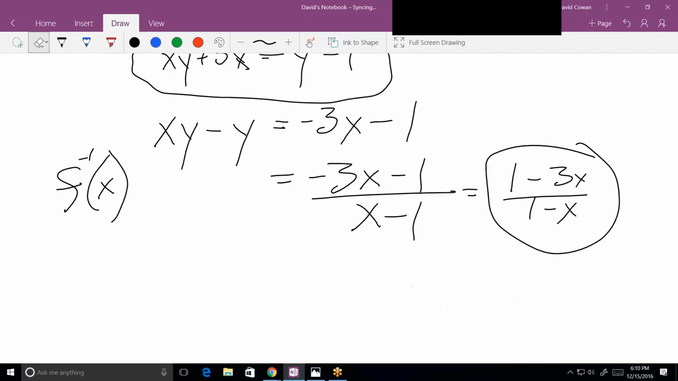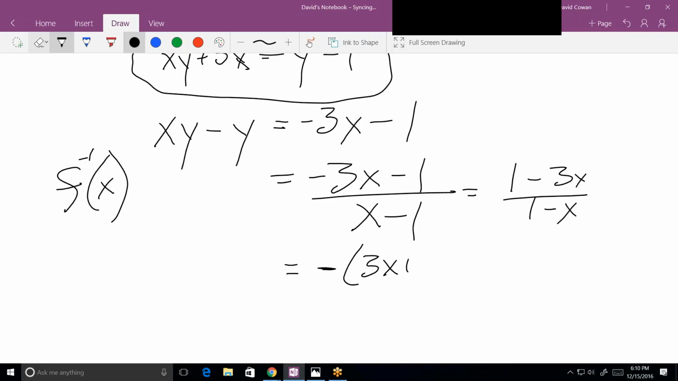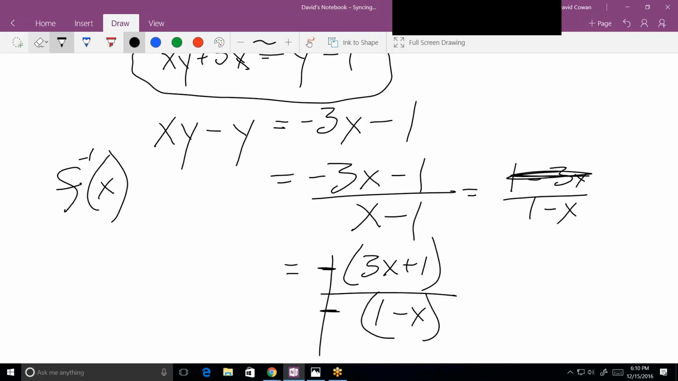The first thing I did was factor out a negative from the top. So that gave me a negative times 3x plus 1. And switch the bottom, make it 1 minus x, and put a negative in front of that. Now the negatives cancel. I wrote this wrong. It's not 1 minus 3x, it's 3x plus 1 over 1 minus x. That is a little nicer solution.